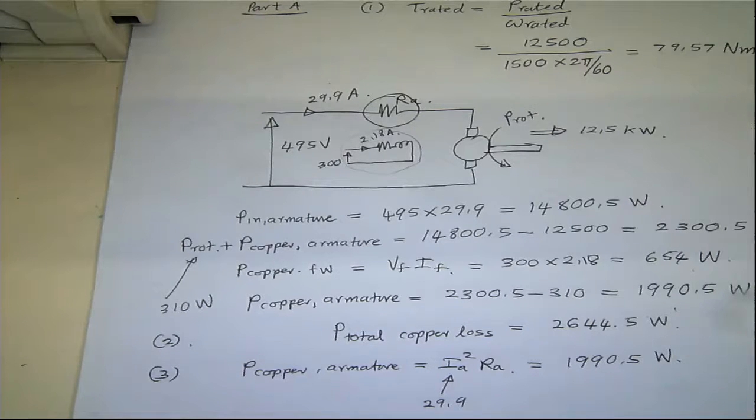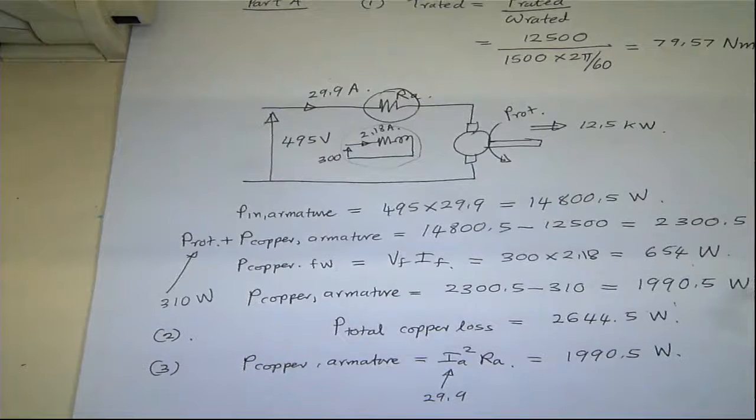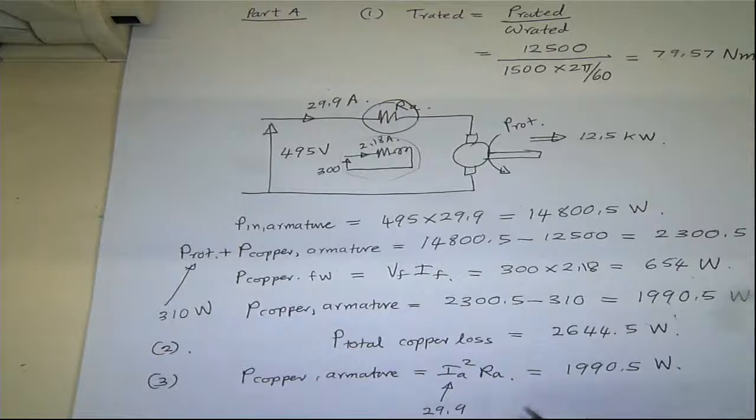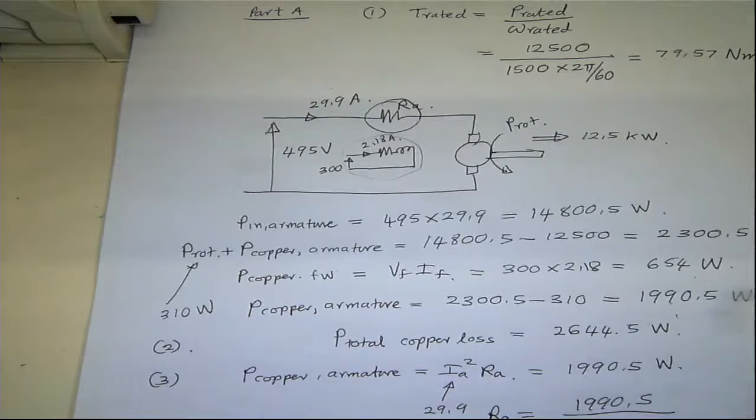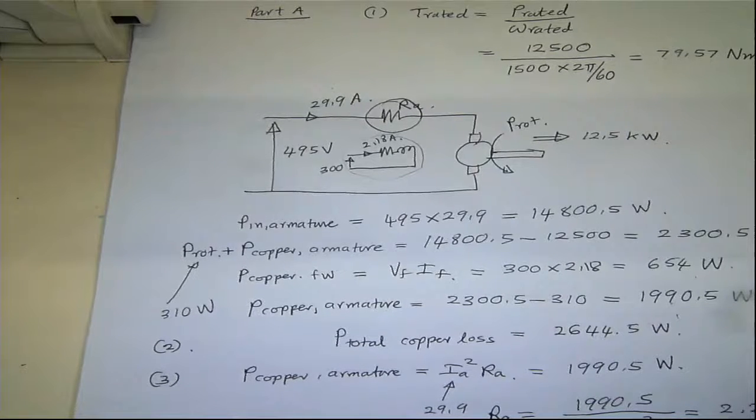So we have this, and then we can find RA by 1990.5 divided by 29.9 squared, which is 2.23.